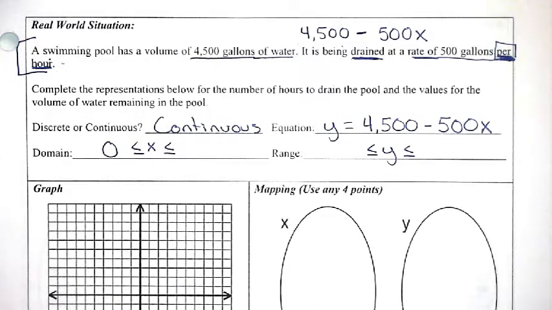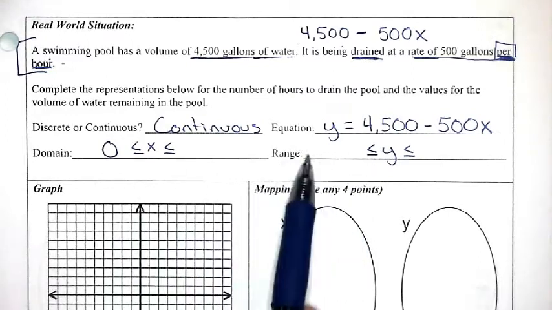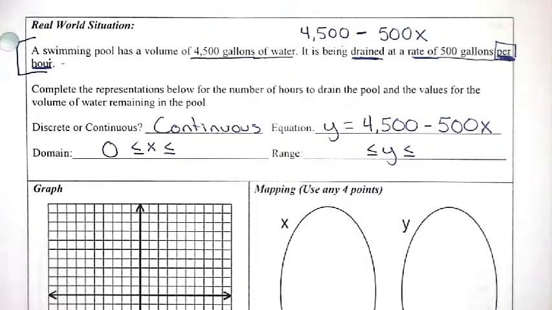Next thing, okay, looking at our range, when I have my pool, what's the highest level that pool will ever be? 4,500. That's the most that water will ever be in that pool.